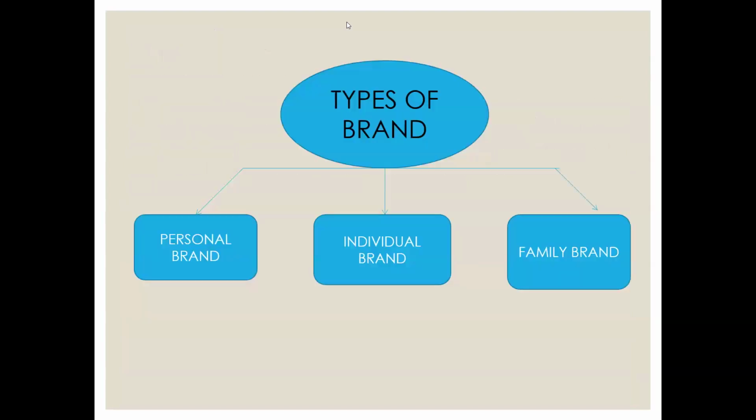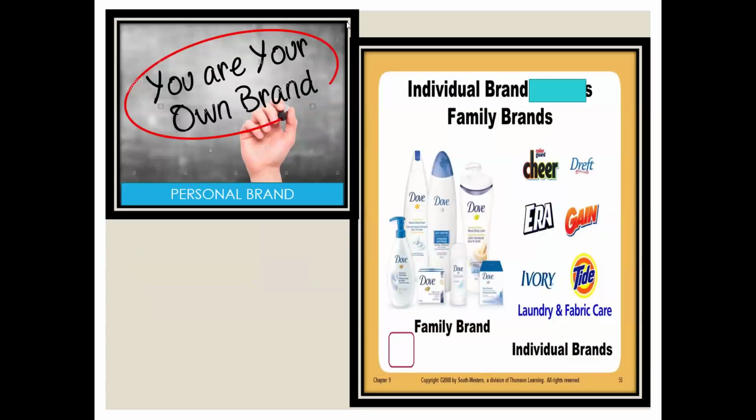Then let's see about the types of brands. So we have personal brand, individual brand, and family brand. Let's see one by one. So these are the examples. Personal brand is something personal, like the company's or the founder's personal brand. Individual brands are those which don't have any relatable properties with other brands or products. And family brand is under one brand, different types of products being served in the markets. So that is a family brand.